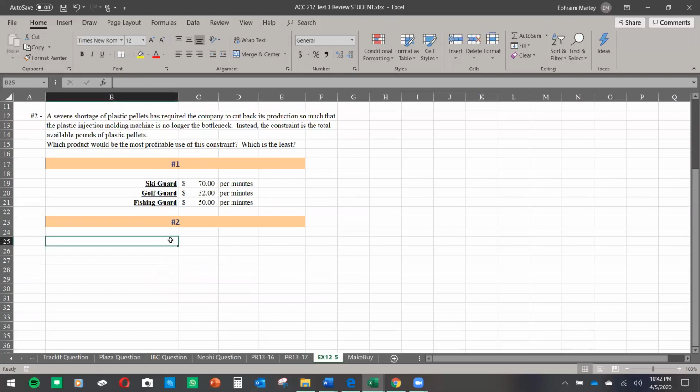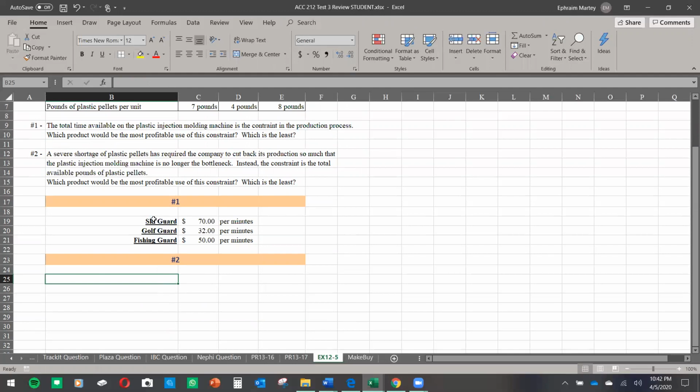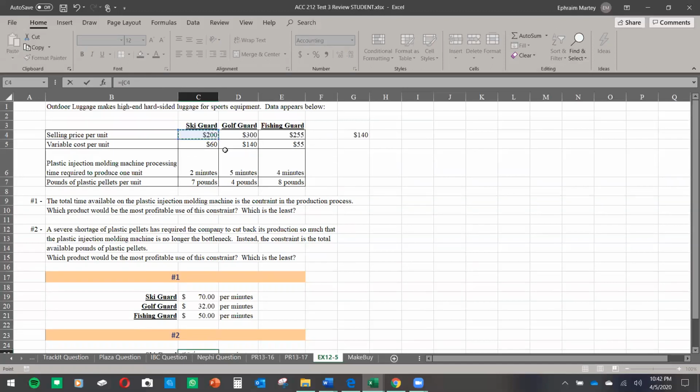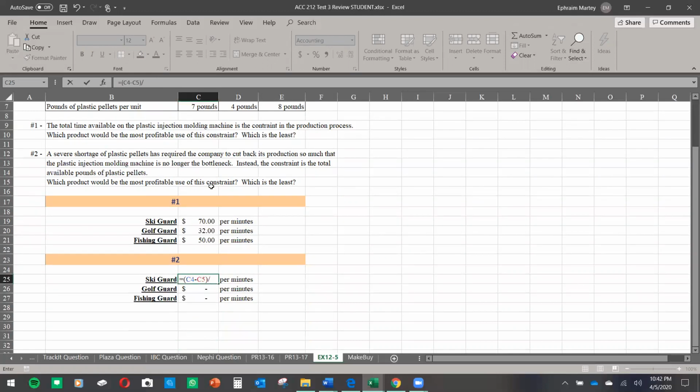Number 2, we have another constraint. This is a different constraint, and we're going to use the same procedure, the same way we found this one. So I'm just going to copy and paste this one and put it here. Now, what is our contribution margin? We will find it here. This one minus 60, we close parentheses, divided by what is the constraint? 7 pounds. So divided by 7, it's 20 per pound.